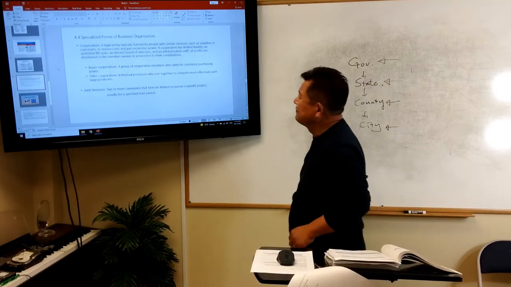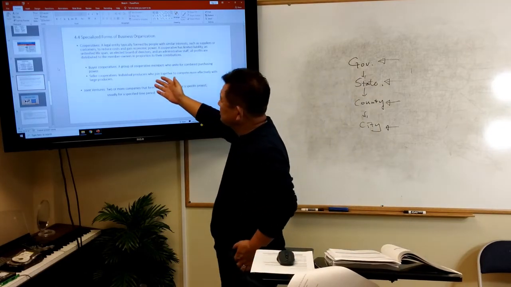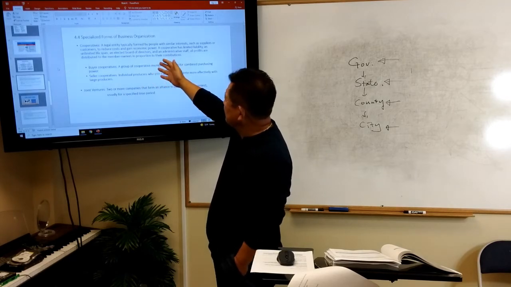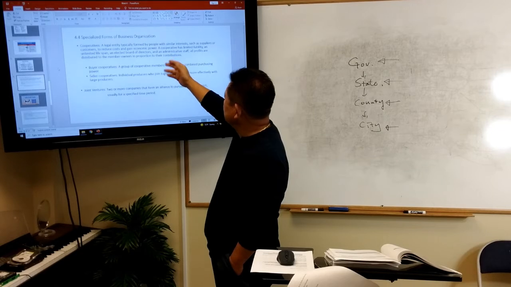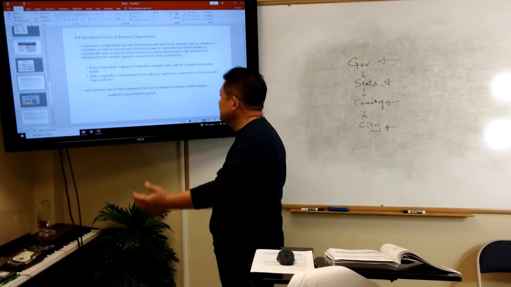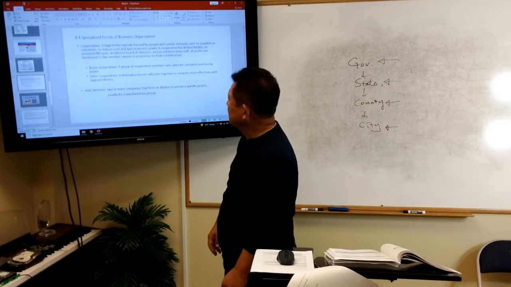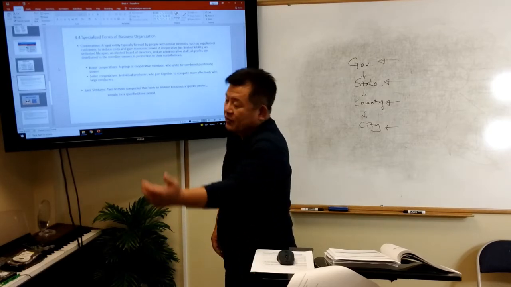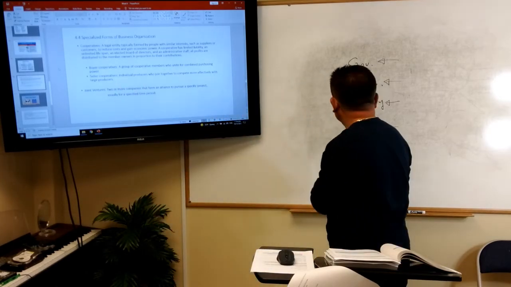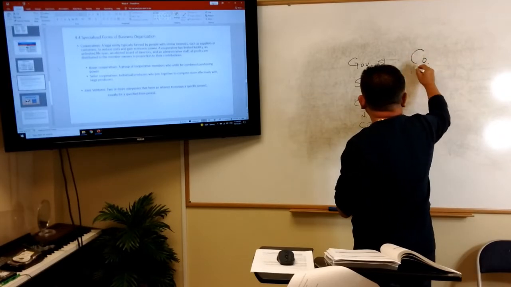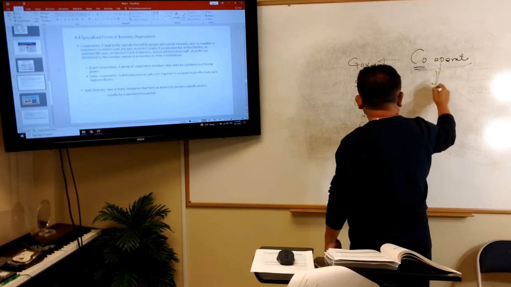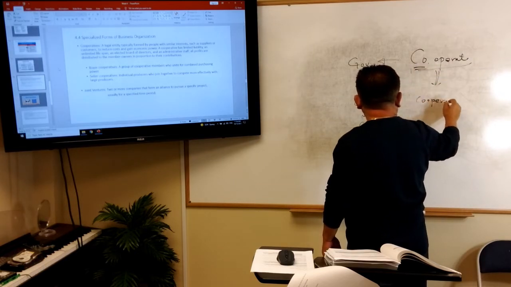4.4 is a specialized form of business organizations. Cooperatives, what's the meaning? This is a legal entity typically formed by people with similar interests, such as suppliers and customers, to reduce cost and gain economic power. This is cooperative. Co means together, cooperate. That is cooperate. They combine.